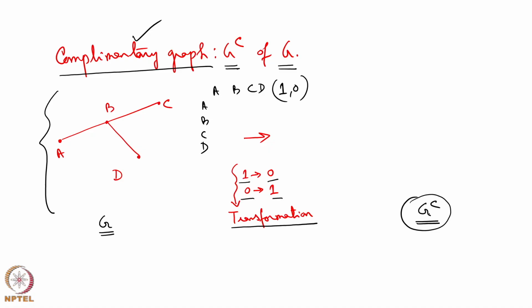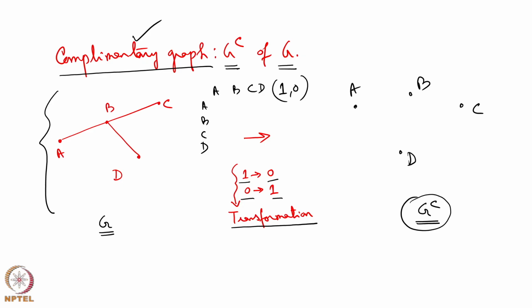I am requesting the viewers to pause the video and create the GC graph without making the matrix. Just take the four points as A, B, C and D. So we see where the vertices are connected and which vertices are not connected. From that, do a complementary operation: 1 becomes 0, 0 becomes 1. Can you draw the complementary graph? It must be done by the viewer, and then look at my video.